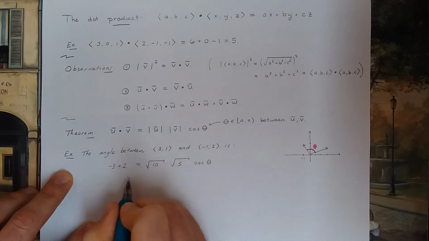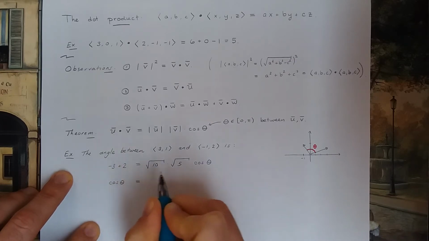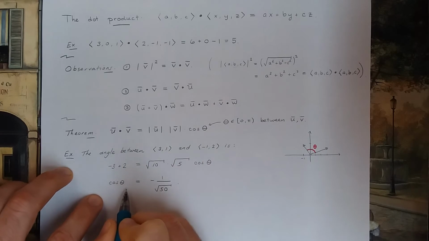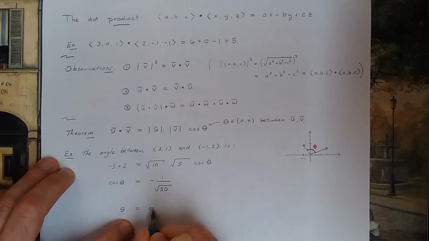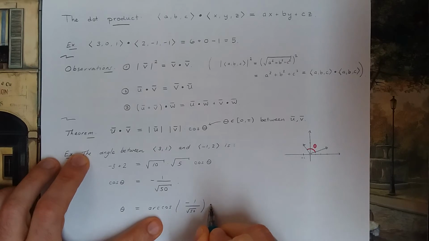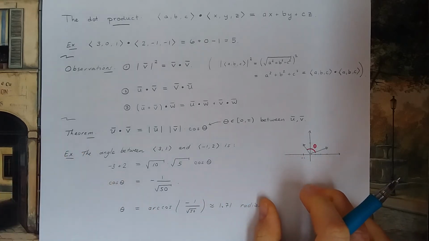So you can rewrite this and say cosine theta is equal to -1 over the square root of 50. Then you can apply inverse cosine. So theta is inverse cosine, arc cosine, of -1 over the square root of 50, which I entered into my calculator, and I got approximately 1.71. That's in radians. So that gives me the angle between these two vectors.